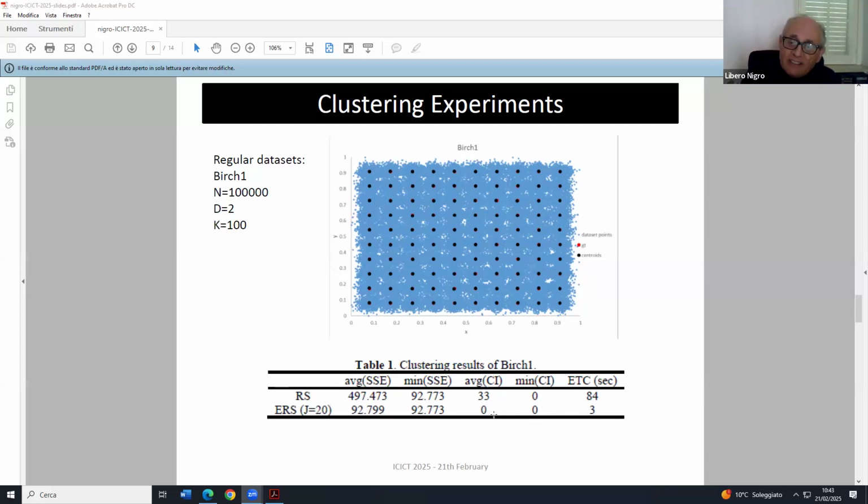Now, to understand what the average value means, you must think that the centroid index indicates how many centroids we make a mistake in predicting. So on the average, 33 centroids are wrongly predicted. 33 over 100 are improperly detected by standard random swap. But in our case, on the average, we make 0 mistakes.